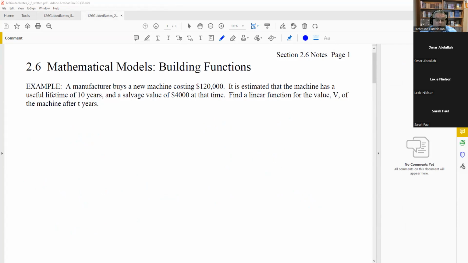So first thing we'll do is this first problem. Now, if we read that, again, it's got the word linear in here. It's asking to find a linear function. A linear function means that you're writing something in the form y equals mx plus b.